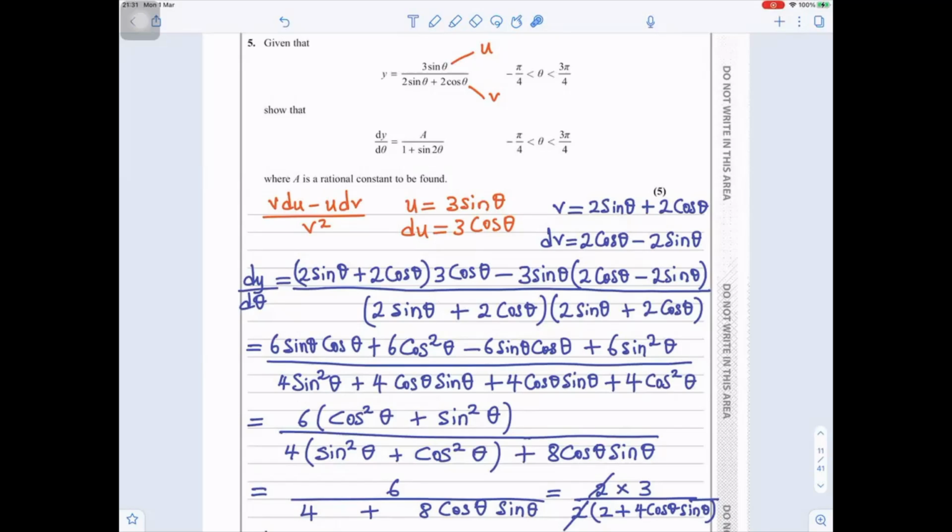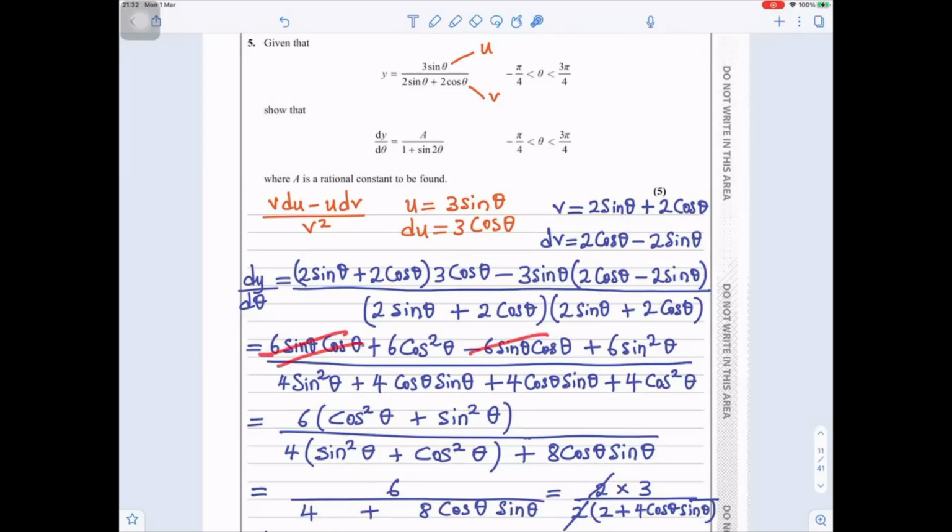Now, you look at the numerator, which you just multiply out, and you look at the denominator. So you would end up with 6 cos squared theta plus sine squared theta, because this would cancel with this, it becomes 0.